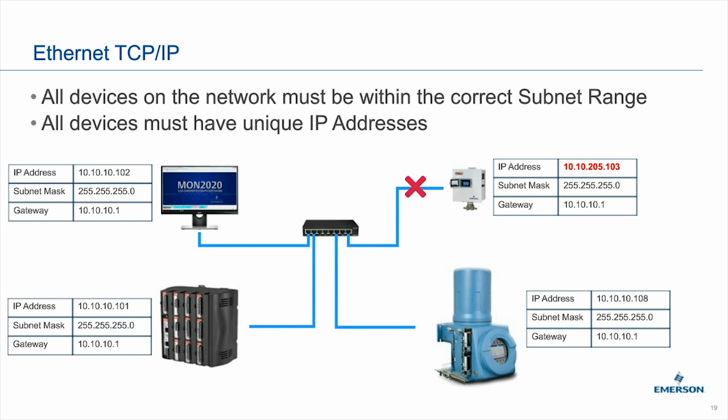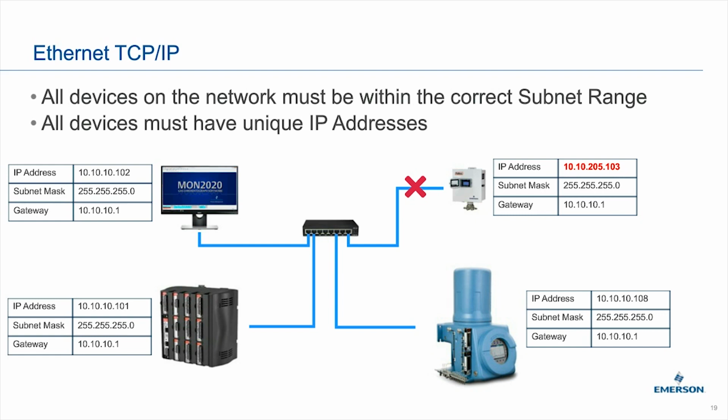So just a quick overview here of what a network looks like. You can see here that I've given each device an IP address. They all have the same subnet mask and they all have the same gateway. You'll see there that the computer, the rock on the bottom left-hand corner, and the GC, they all have IP addresses that start with 10.10.10, and then the last number is different. That's their unique IP address.